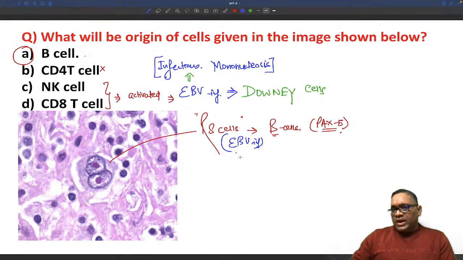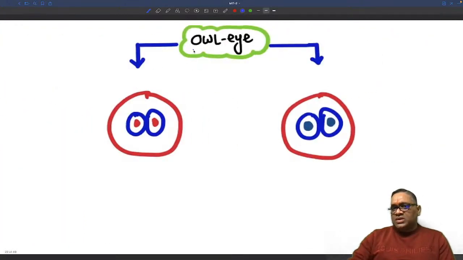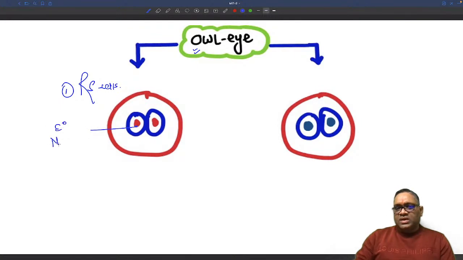So these are also called owl eye appearance, right? So the answer is A. Now we will see, for owl eye appearance, what are the differential diagnoses. Number one is Reed-Sternberg cells. In Reed-Sternberg cells, there are eosinophilic nucleoli, and because of this eosinophilic nucleoli, there is an owl eye appearance.